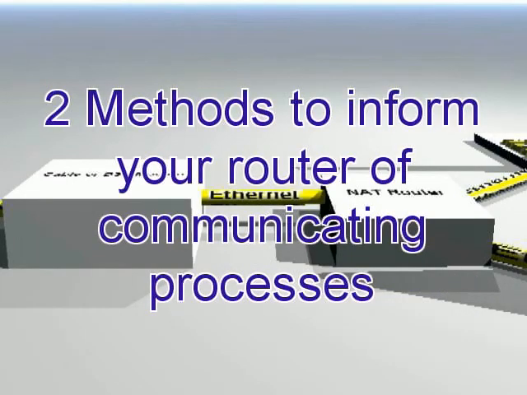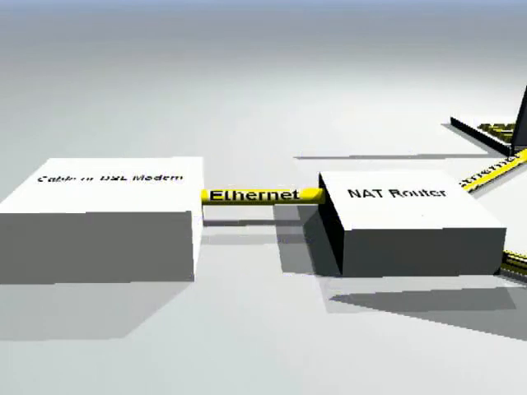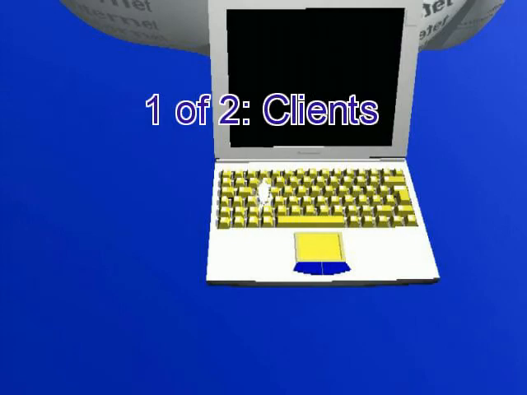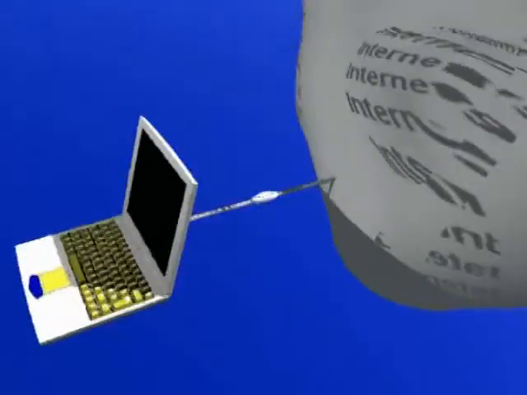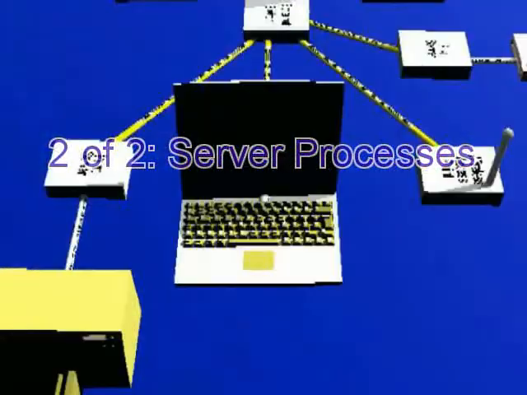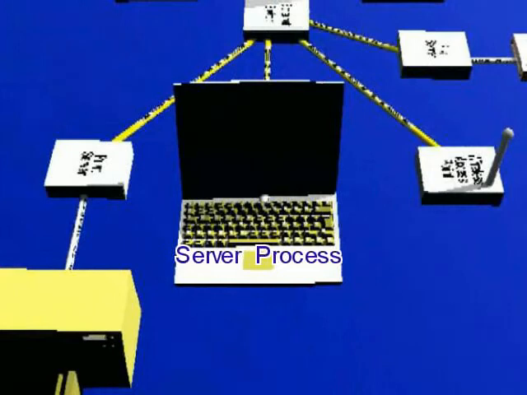There are two basic methods through which your NAT router can learn how to handle processes on your network that are expecting messages. In those other two movies, we talked about the way client programs are handled. In this movie, we will talk about the ways by which your NAT router learns about server processes. First, let's clarify the differences between clients and servers.